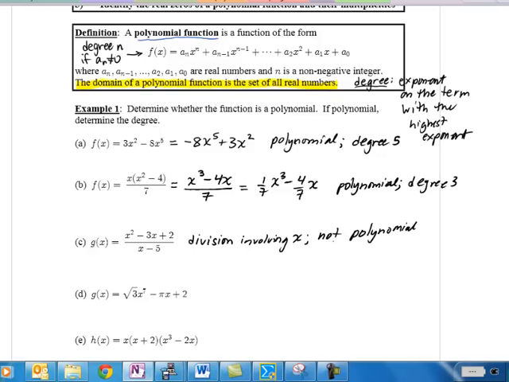The numerator by itself is a polynomial. The denominator by itself is a polynomial. But one polynomial divided by another polynomial is not a polynomial. That's what's called a rational function, and that's what we'll be looking at in a few videos down the road.